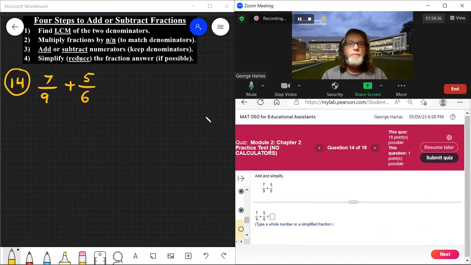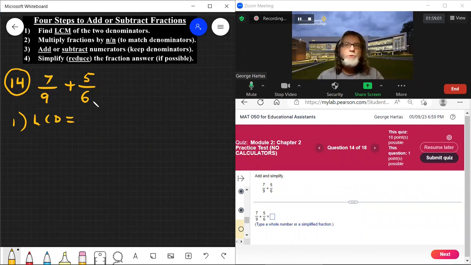Question 14. Add 7/9 plus 5 over 6. So again, here we have different denominators, so we have to perform the 4-step process. Step number 1, we're going to find the LCD or LCM. Let's call it D this time. Let's use the one list of multiples technique.